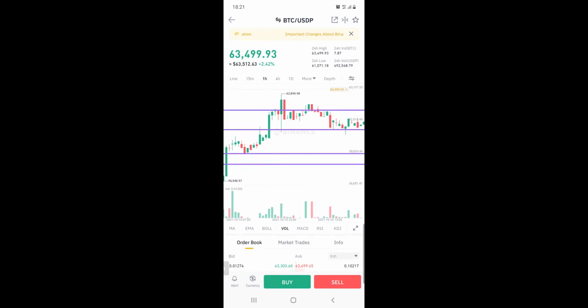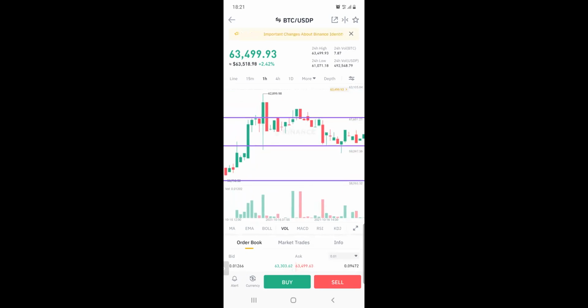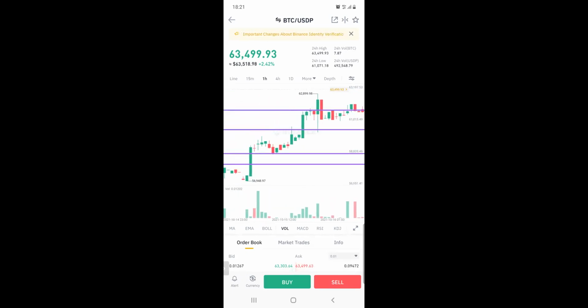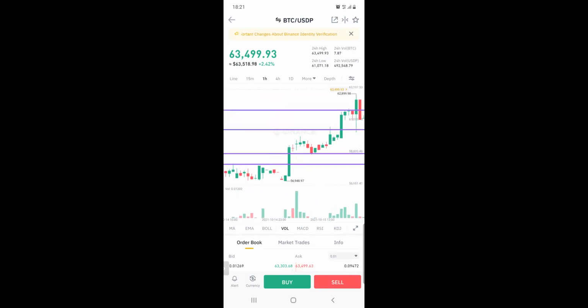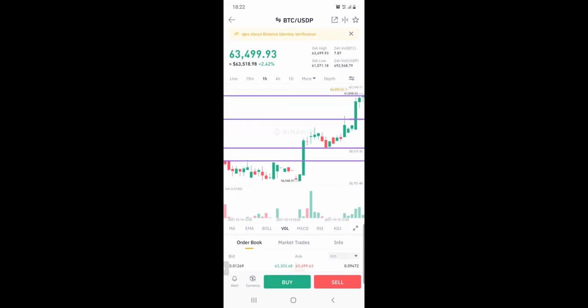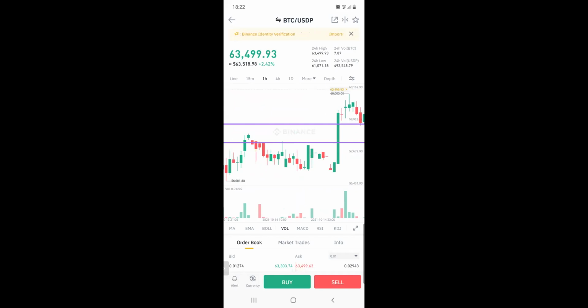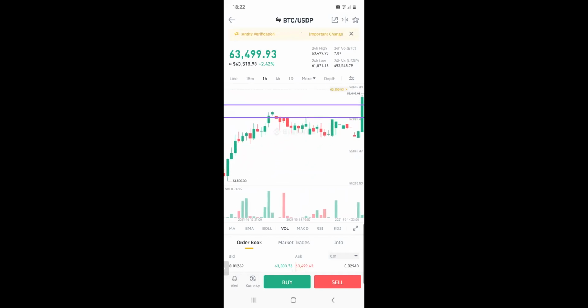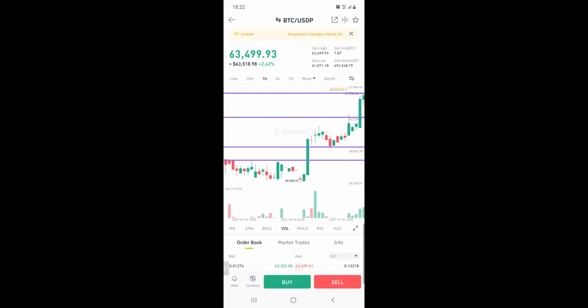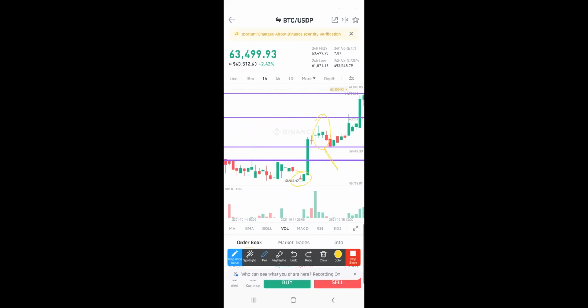Okay, so let's look for another one. Okay, see another engulfing. See where it happened here. It also happened at a good support.